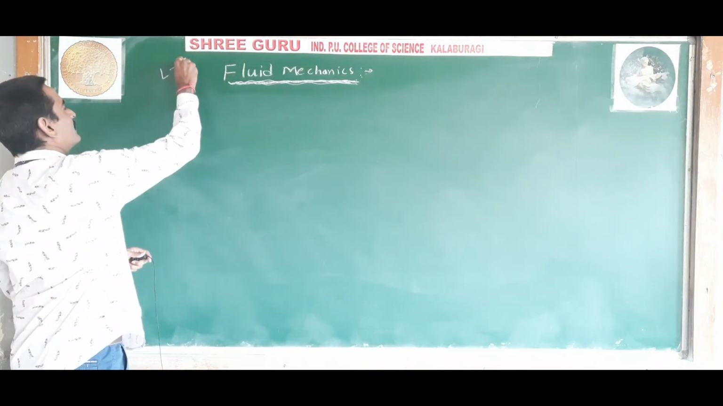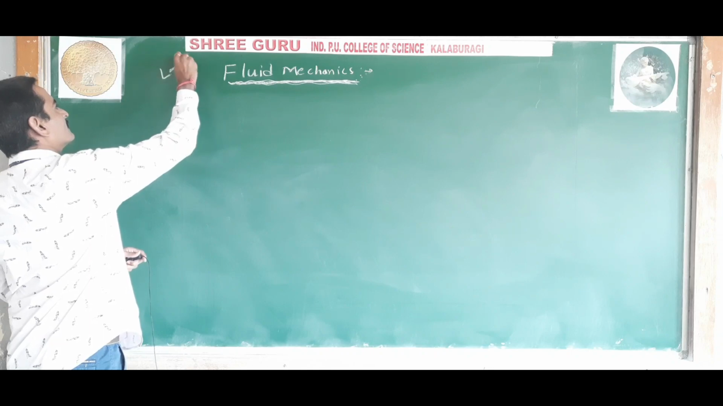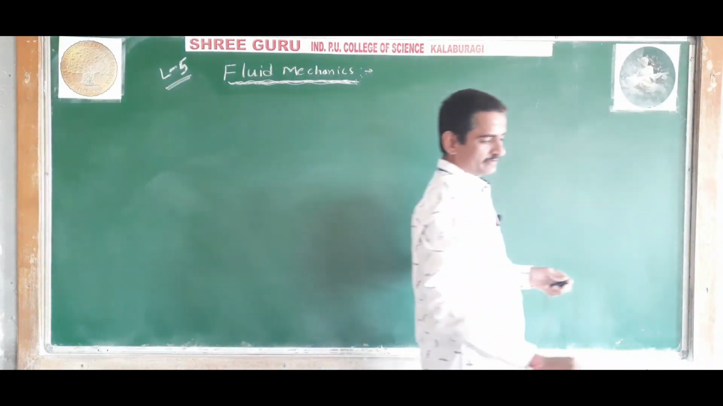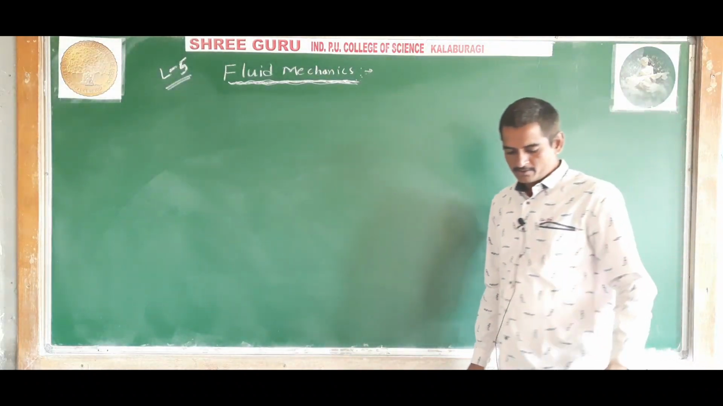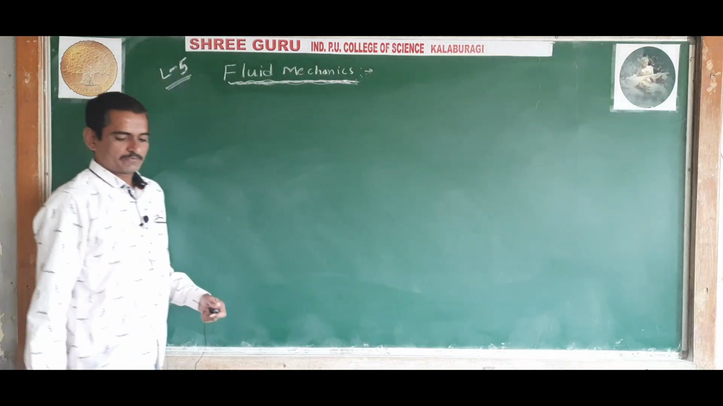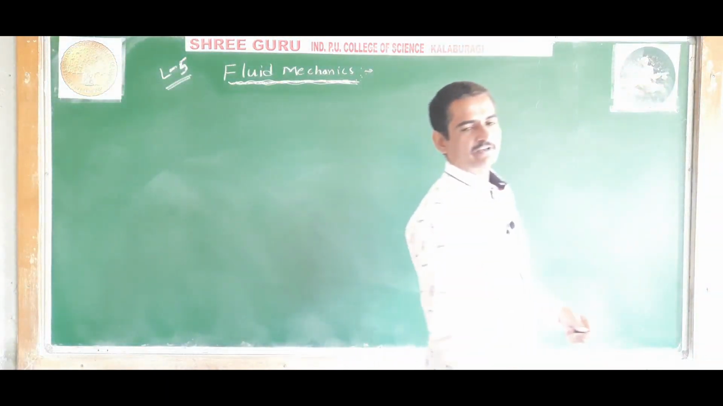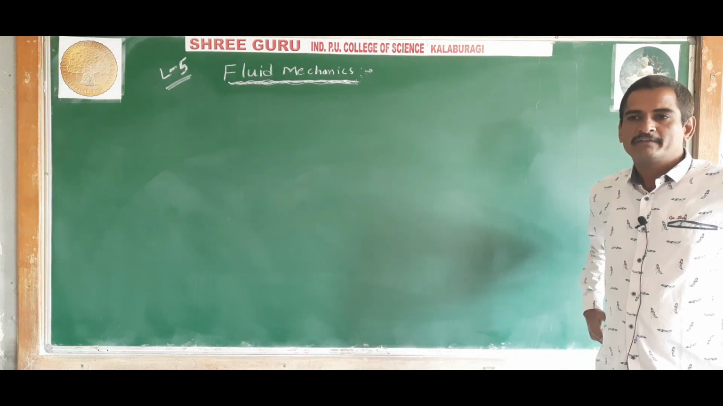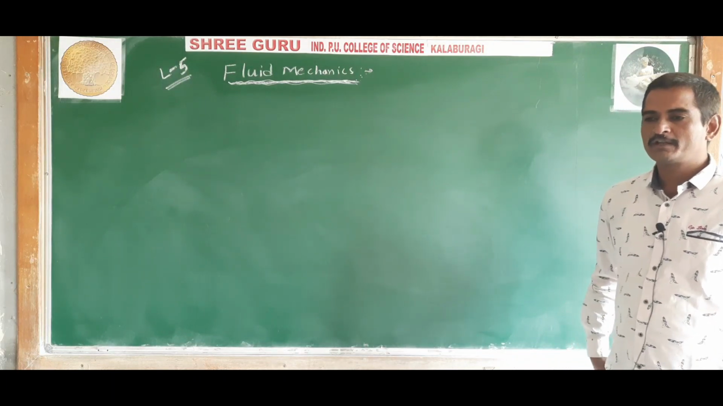Lecture number 5 on fluid mechanics. In the previous lecture we have studied the different types of flow of liquids, that is streamline flow, turbulent flow, all those things, and then we have studied the equation of continuity.